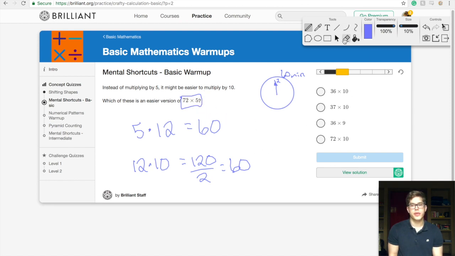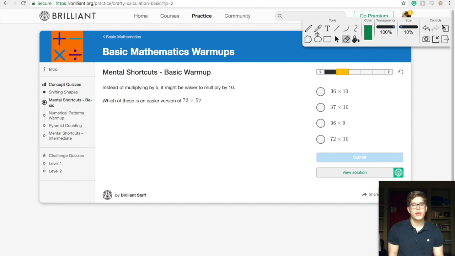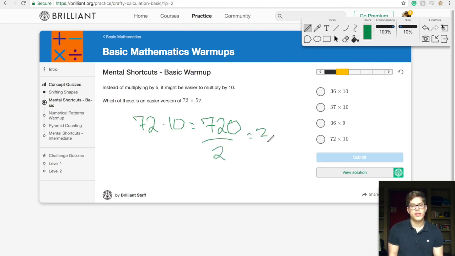Let's clear the board and write this out. We do know that 72 times 10, well, if you multiply anything by 10, you just add a 0 to it. So this is 720. And then you cut it in half. Well, cutting this in half is 360. So 360 is our answer. So our answer here is A.